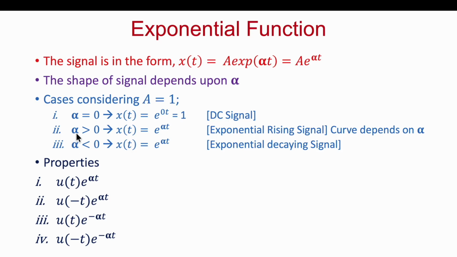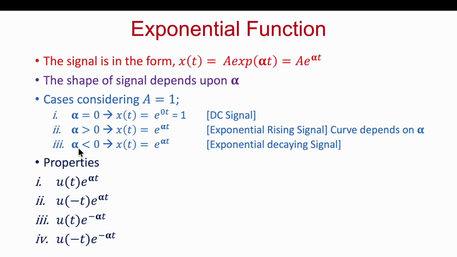But if the value of alpha is greater than 0, meaning a positive value, in that case you can write the equation, considering the value of A is equal to 1, like the amplitude is equal to 1, e raised to the power alpha t. So it means that it is an exponentially rising signal, and the curve depends on the value of alpha.